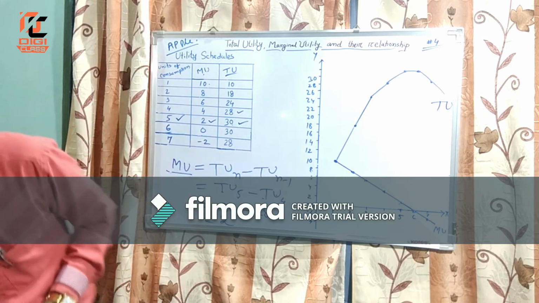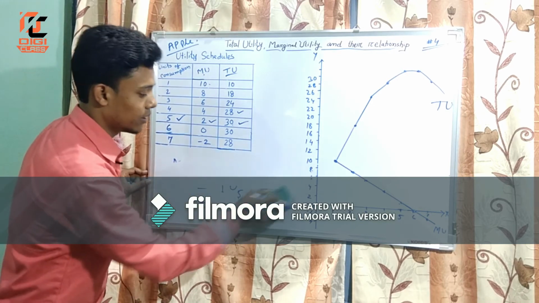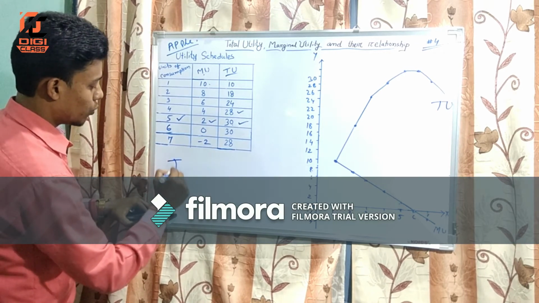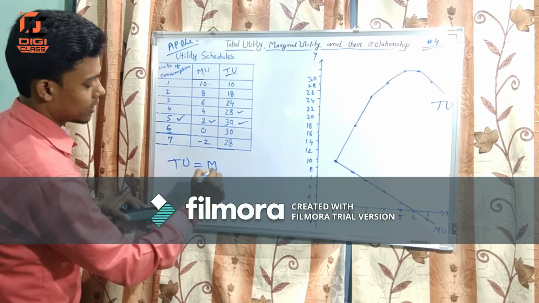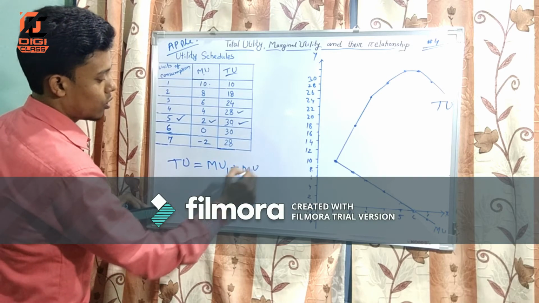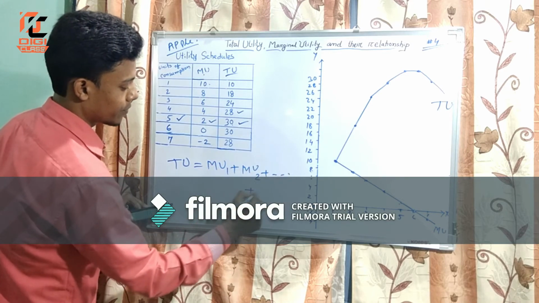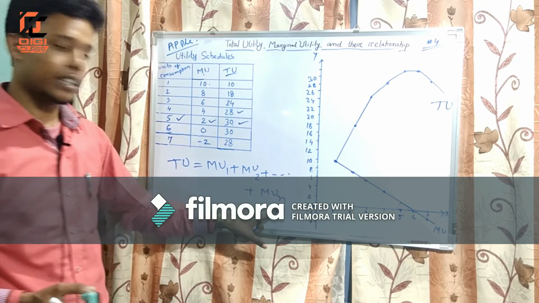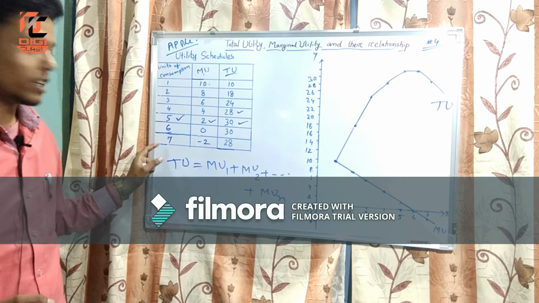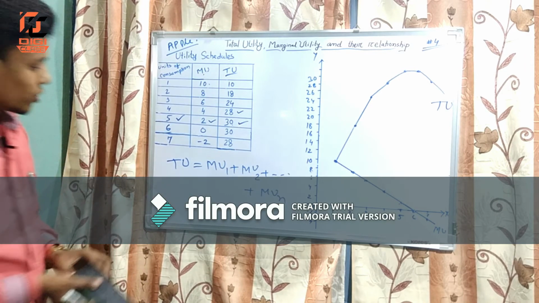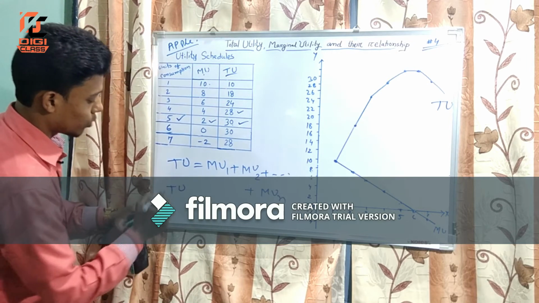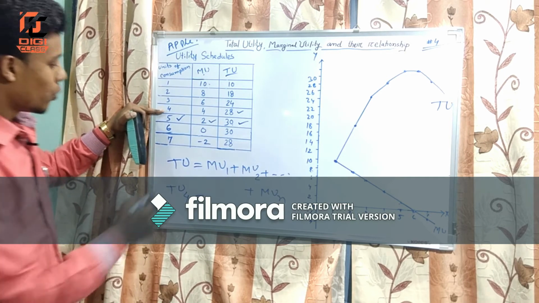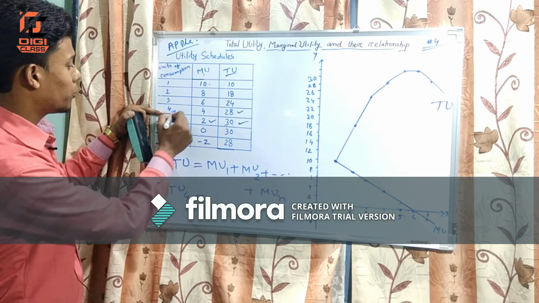In the same way, if we want to find the total utility from the marginal utilities, then we use the formula, that is marginal utility of the first item, second item, up to the nth item. Here n means the last item, that means the last unit of consumption. Suppose we want to find the total utility of the fourth item. Then we have to add the marginal utilities up to the fourth item.